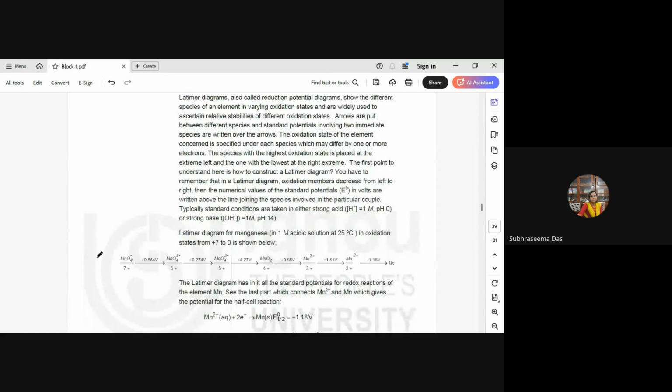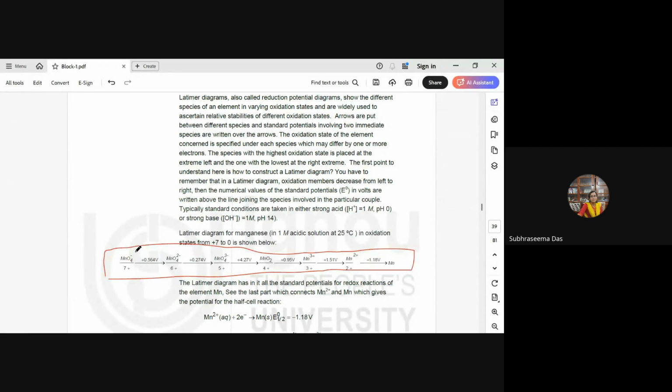It has been shown for the Latimer diagram for manganese in 1 molar acidic solution at 25 degrees centigrade, with oxidation states from +7 to 0. Now this whole series of steps is called the Latimer diagram.